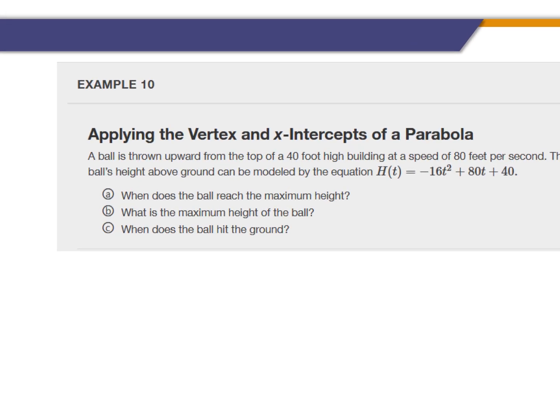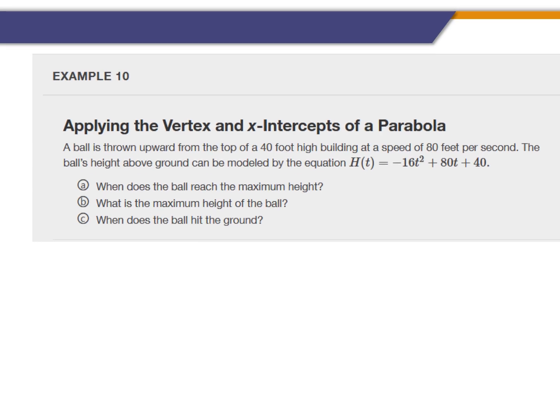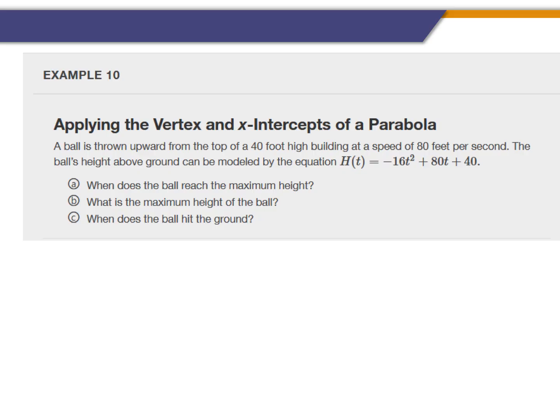Example number 10. Applying the vertex and x-intercepts of a parabola. So when they say apply, it probably means a real world scenario. A ball is thrown upward from the top of a 40-foot building at a speed of 80 feet per second.